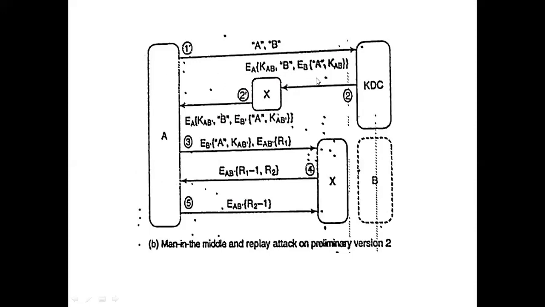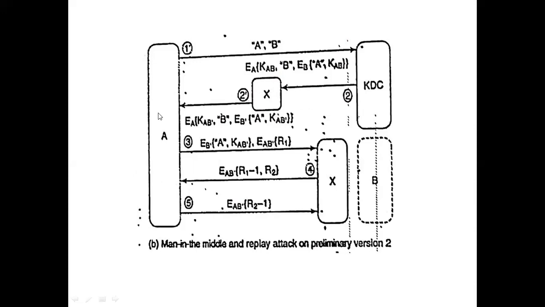So in message 2, X interrupts the KDC. X will attack directly on the KDC and instead plays a previous recording of the message. Whatever was recorded by X, he will play here. This message contains a ticket encrypted by B's old key. So B's old key, which has been recorded, will be sent to A here.